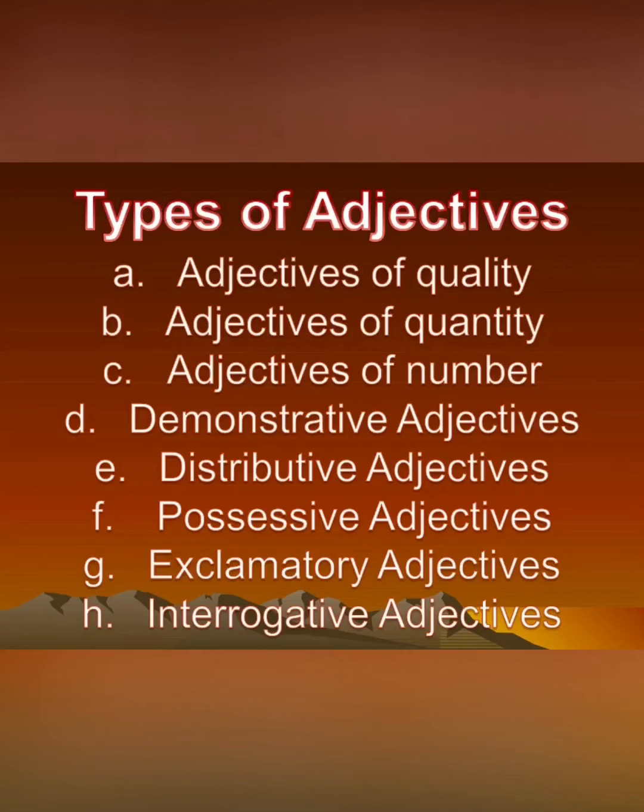Next, we have the distributive adjective. Distributive adjectives are used to indicate every member of a group individually. For example, each boy or any man. The last one, we have the possessive adjective. This possessive adjective indicates possession or relationship with a particular noun. For example, my dad, my mom.